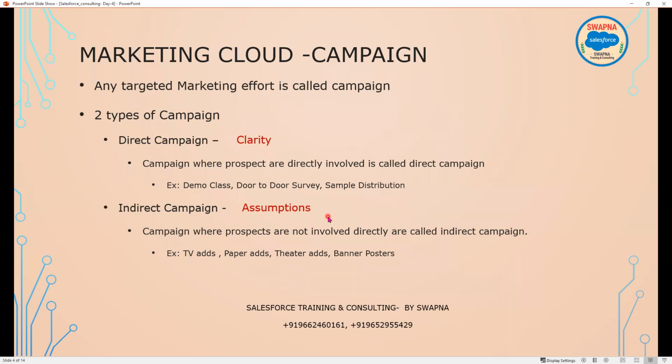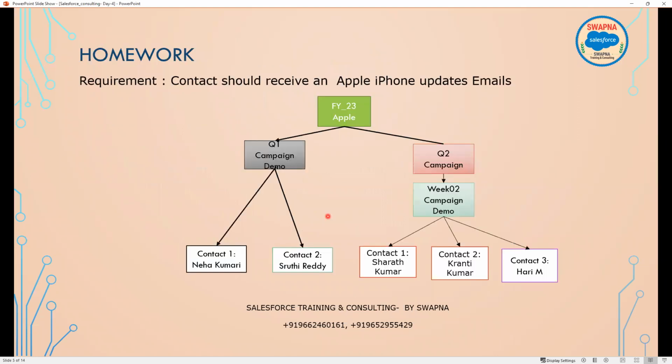Now before going to the lead, let me discuss a scenario. Let's take a homework. The requirement is that the contact should receive an Apple iPhone updates email. Apple iPhone updates email is the parent campaign. Within that, I have a Q1 campaign demo and a Q2 campaign demo. For the Q1, I'm going to link contact 1, Neha Kumari, and contact 2, Shruti Reddy. These two contacts I'm going to link to the campaign.